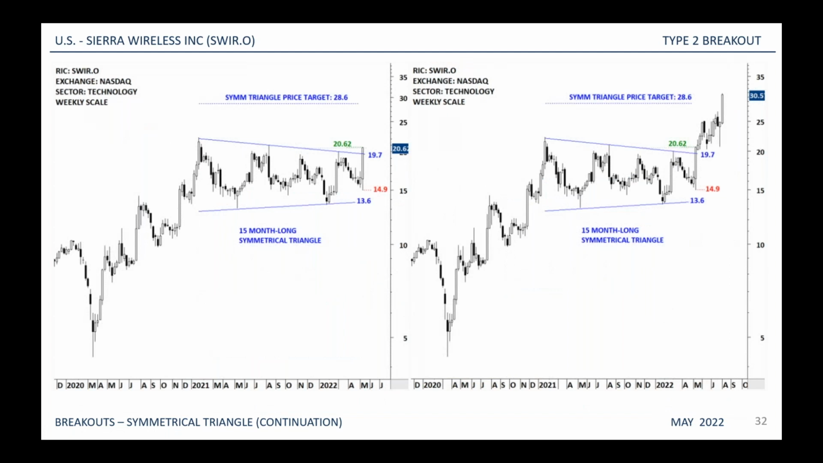Now let's look at the type 2 breakout. Sierra Wireless from US, a 15-month long symmetrical triangle, 1, 2, 3 tests, breakout confirmation. Following the breakout confirmation, the stock rallies, pulls back. During the pullback, the chart pattern boundary was not breached on the downside, so this is a type 2 breakout. Price continued higher to reach the price objective, and chart pattern negation at 14.9, stops slightly below 19.7, giving you good upside potential here to capture a minimum 1 to 3 move on the upside.